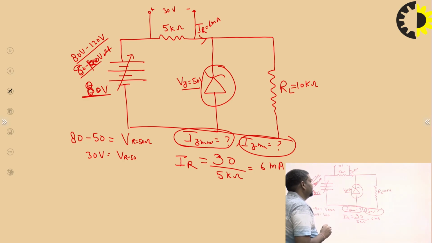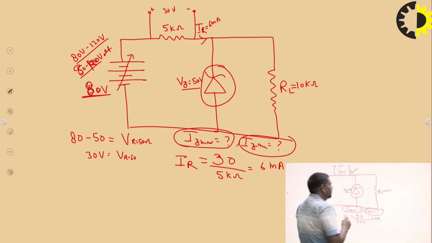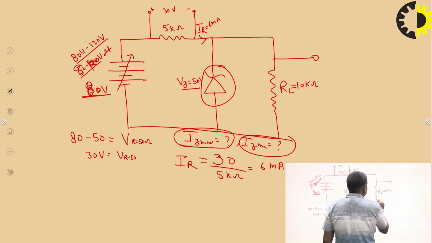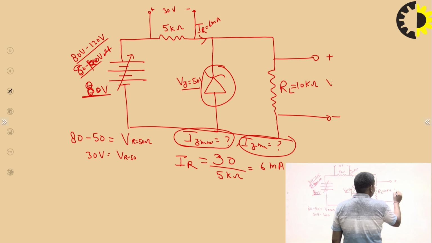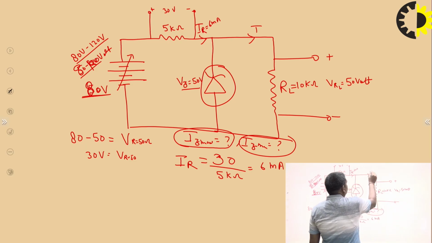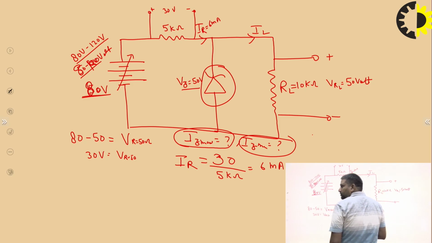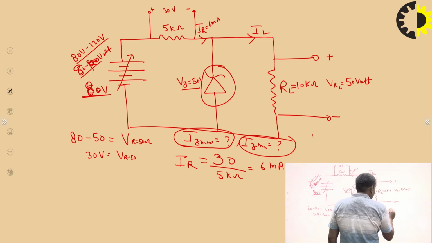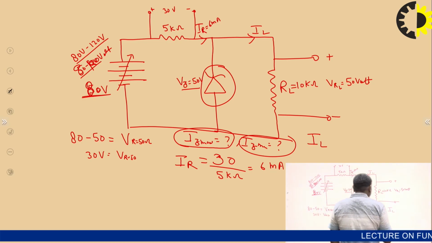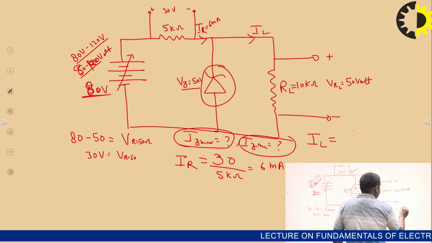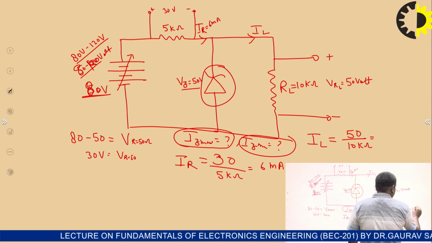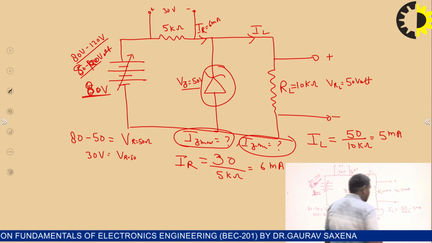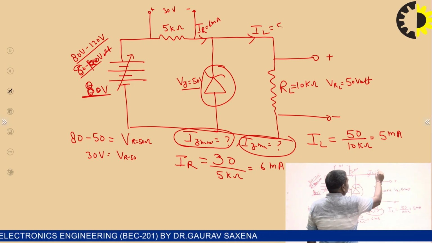Because the Zener voltage is sufficient to control this, this voltage appears at the load end, because in parallel the Zener voltage is fixed. So the voltage VRL is fixed at 50 volt. So how much load current is flowing? We easily calculate the load current IL is equal to 50 upon 10 kilo ohm, which is equal to 5 milliampere. Okay, so the load current is 5 milliampere.